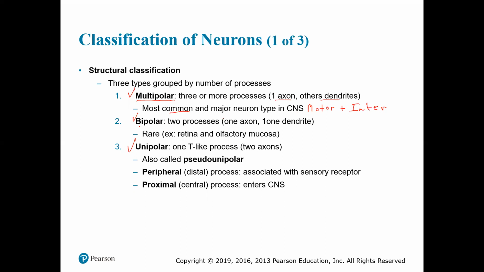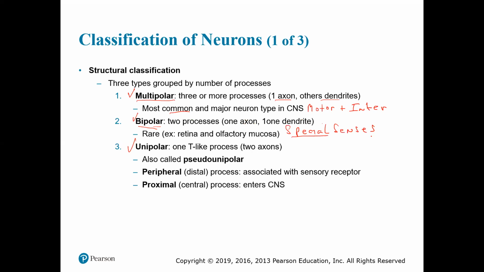Right? Bipolar neurons have the cell body in the middle. So one axon and one dendrite, with the cell body right in the middle, kind of separating the two. So these are more for special senses, not really somatic senses.